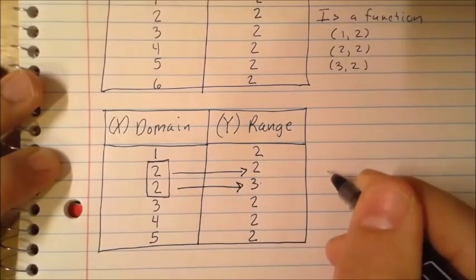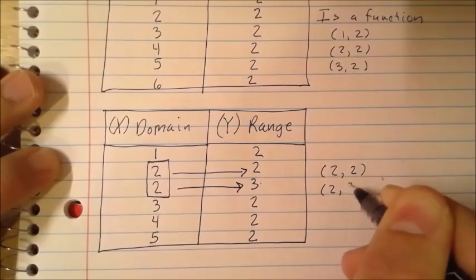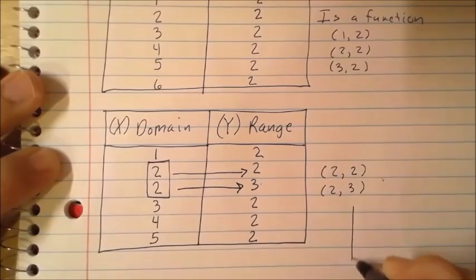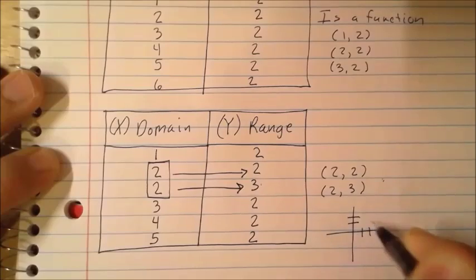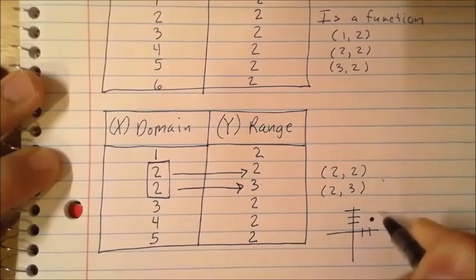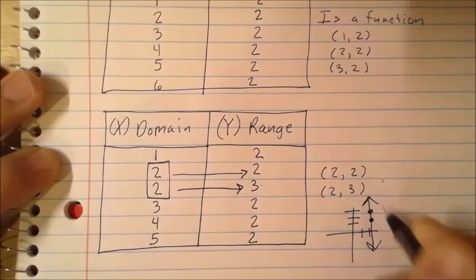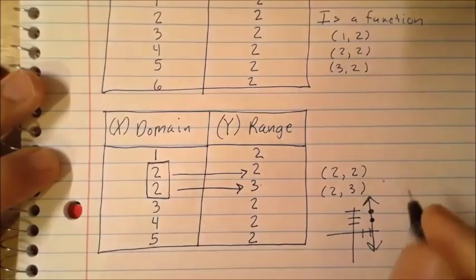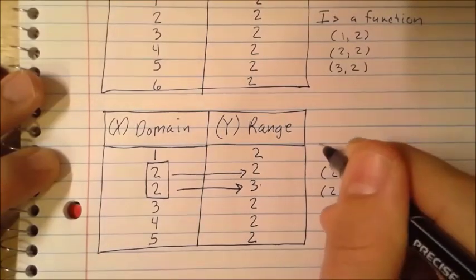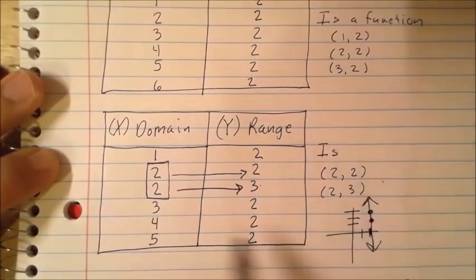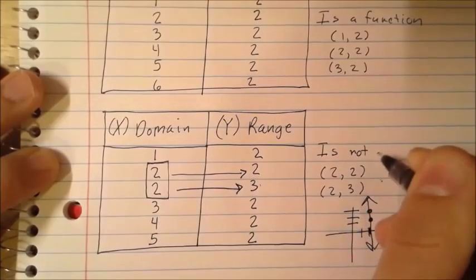So you can look at this as, for instance, we have 2, 2, and then we have the ordered pair of 2, 3. Or if we wanted to graph that, we could plot a point on 2, 2, and we will plot a point on 2, 3. And that would show you that that would fail the vertical line test, because we have 2 points on the same x value of 2. So in this case, this one right here, because our x value has a relationship with 2 different y values, is not a function.